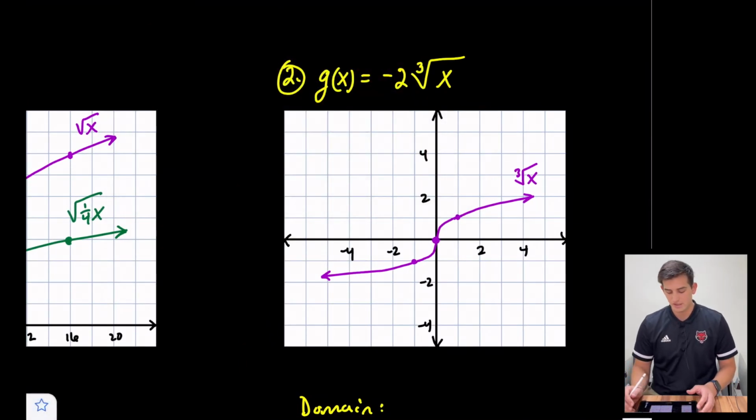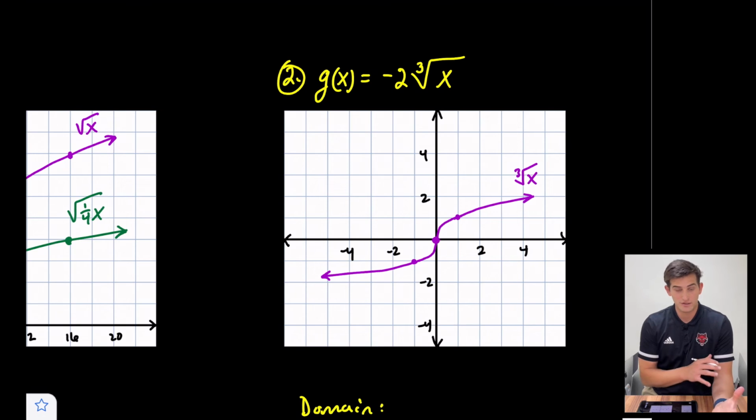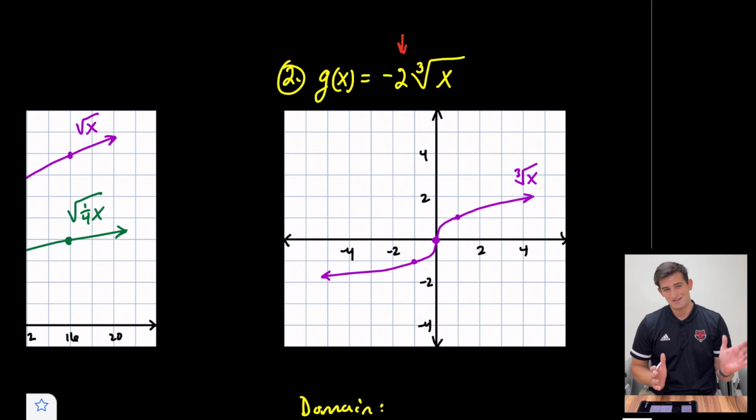All right, now let's go to green, and we're actually going to do 2 separate graphs here. Let's do red first, because our final graph was green for the first one, so the final graph will be green on number 2. So let's go with a red color here. This will not be our final graph, but it will be one step towards it. I see this 2 right here, and it's telling me to vertically stretch my graph by a factor of 2. Vertical because we're not multiplying directly to x; that 2 is outside of our radical, so that's a vertical stretch.